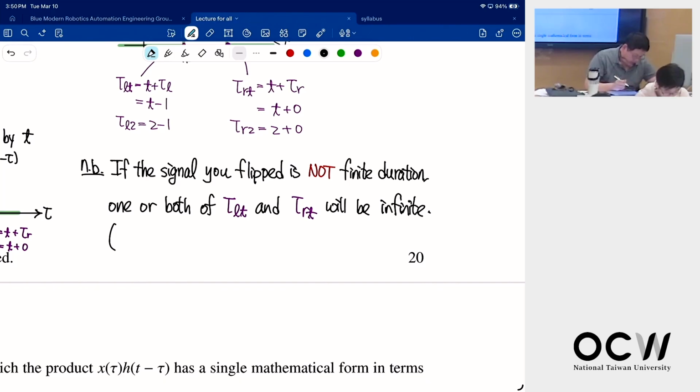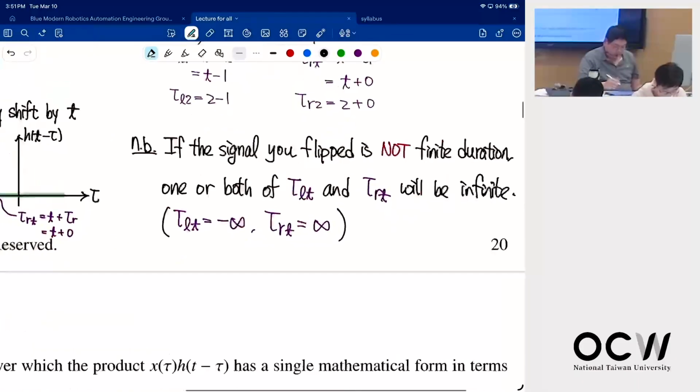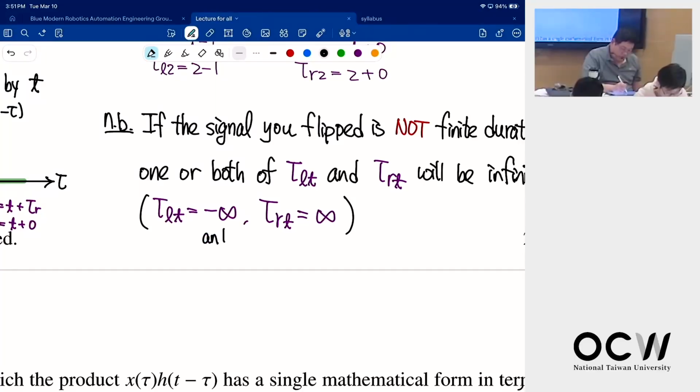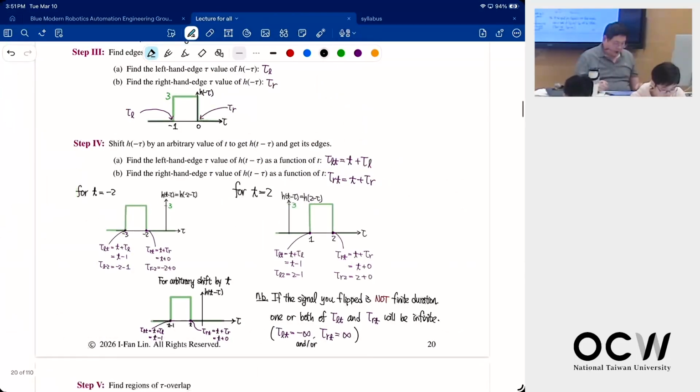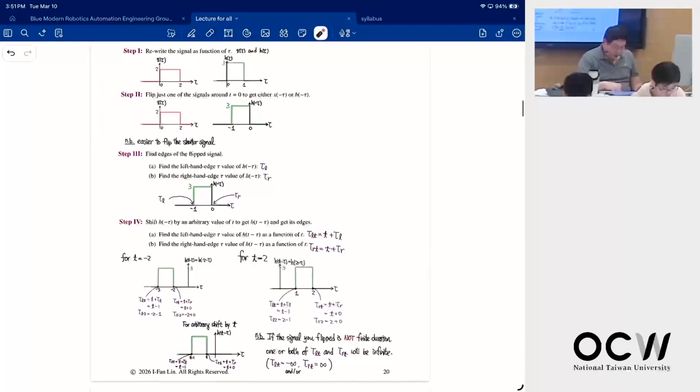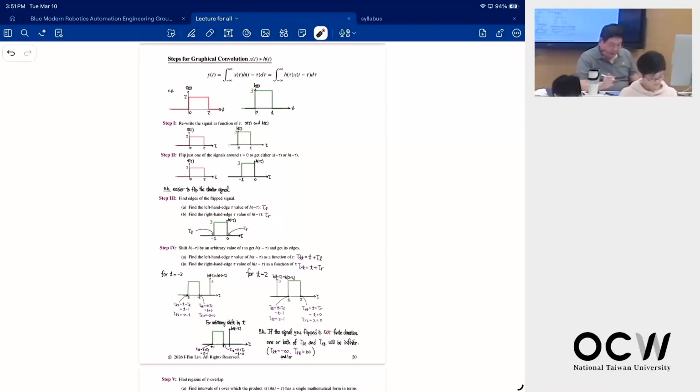That means tau left t is minus infinity and tau right t will be infinity. It could be either, depending on your signal. Now where are we? We just flip: we choose a signal, then we flip it, and then we shift.